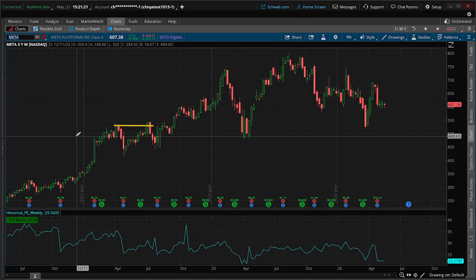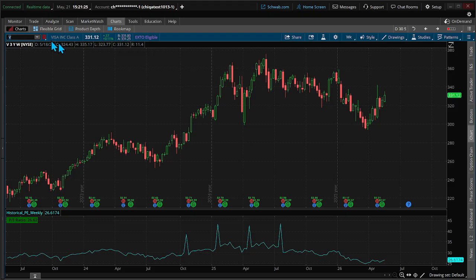Let's take a look at another company here. How about Visa? Here's Visa. Now, Visa near a 3-year weekly low. I could draw a straight line there. There you go. Where does that come in at? We're right around 26 is that PE ratio right now.